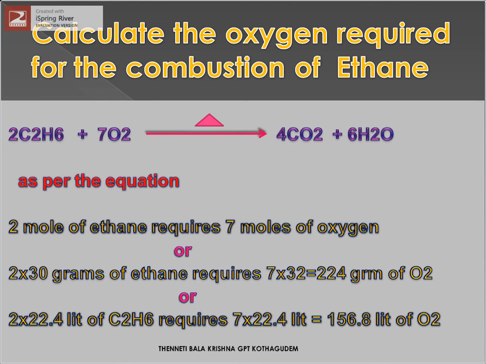It is also per mole: 1 mole is equal to 22.4 liters. But here how many moles participate? 7. 7 into 22.4 is 156.8 liters. So 44.8 liters of ethane requires 156.8 liters of oxygen. Okay. So if you remember these 3 lines, you can easily solve the problems.